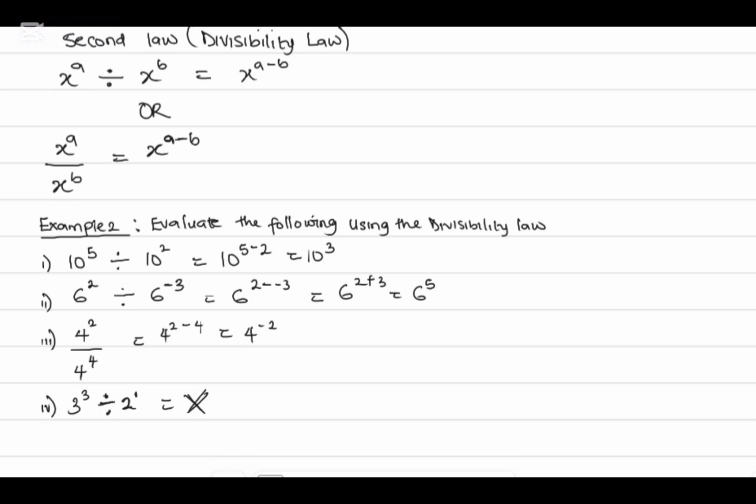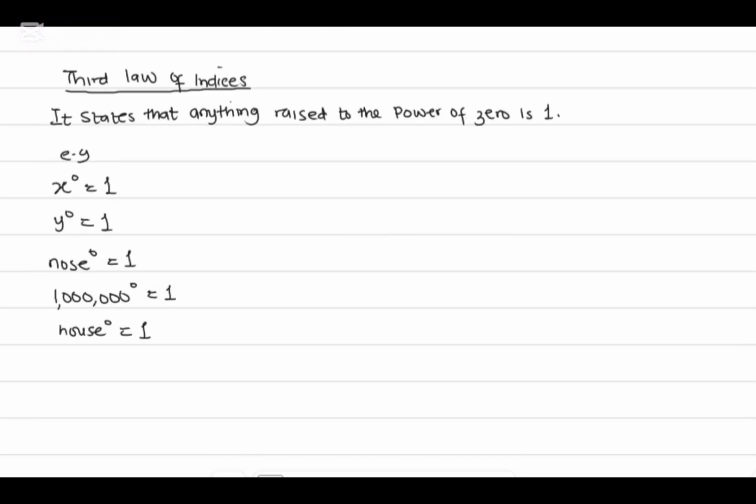Let's look at the third law now. Actually, the third law is very, very simple. It simply states that anything raised to power 0 is 1. So s raised to power 0 is 1, y raised to power 0 is 1, your nose raised to power 0 is 1, 1 million raised to power 0 is 1, house raised to power 0 is 1. Anything raised to power 0 gives you 1. Even you watching this video, if I raise you to power 0, you will still be 1.